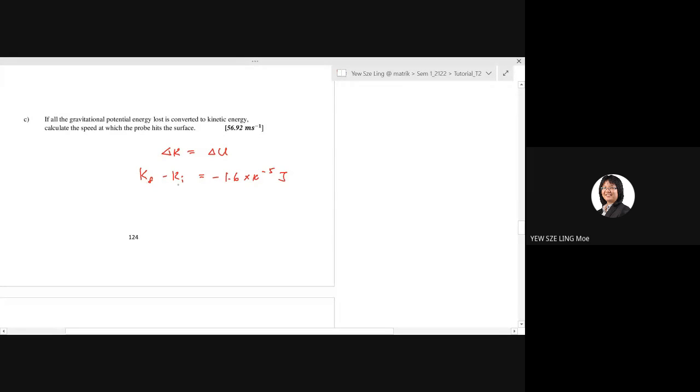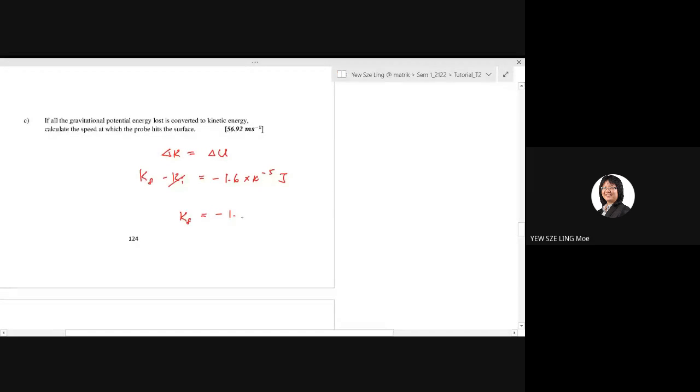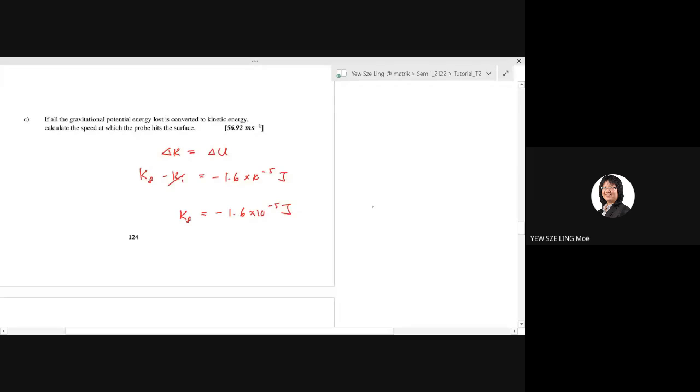Now, K final and K initial. If you look at these equations, initially your object is at a height and not moving. So K initial in this case is equal to 0. So you have K final equal to negative 1.6 times 10 to the power of negative 5 joule. You have the same kinetic energy.